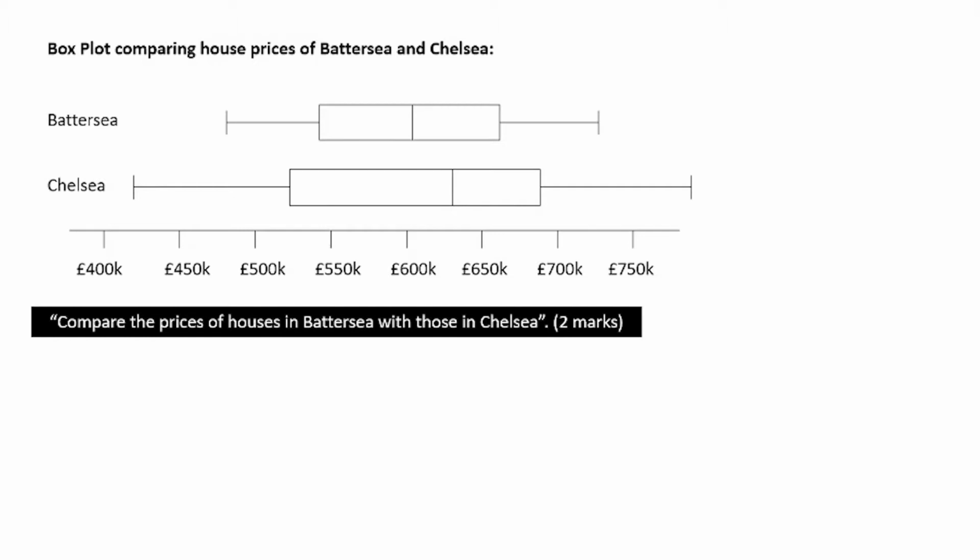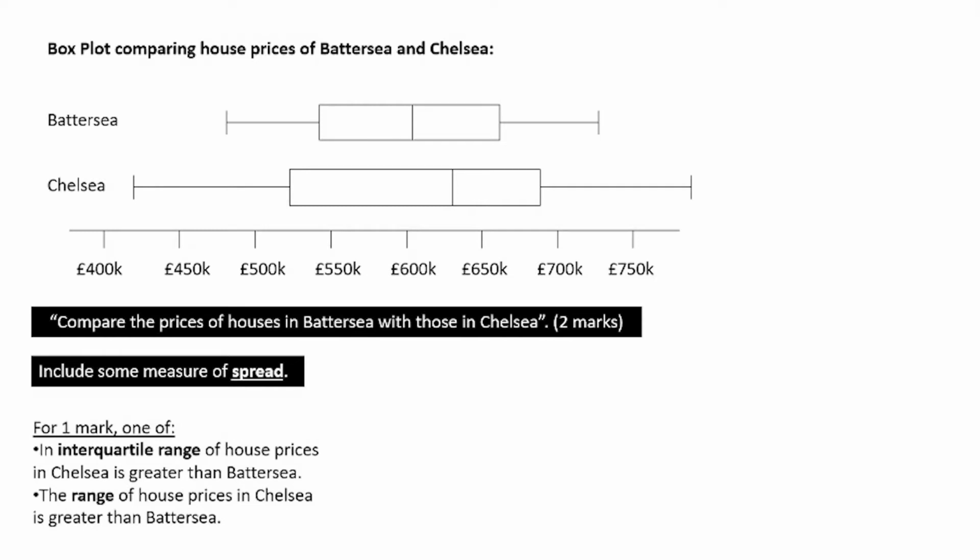We need to say one thing about the spread, one thing about a measure of spread. There's only 2 measures of spread in a box plot. We have the range and we have the interquartile range. And as we've spoken about already, the interquartile range is the stronger of the 2 to use, particularly when there are extreme values. Alright, so just make a statement about the interquartile range. The interquartile range of the house prices in Chelsea is greater than the houses in Battersea.